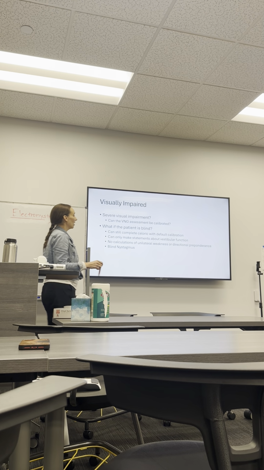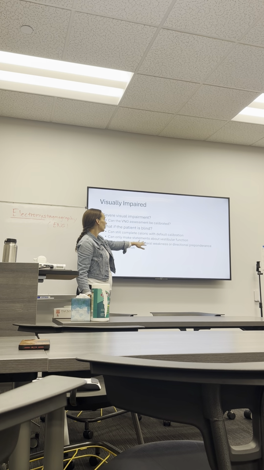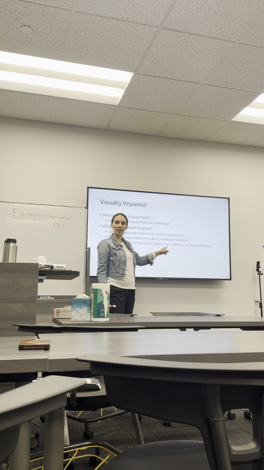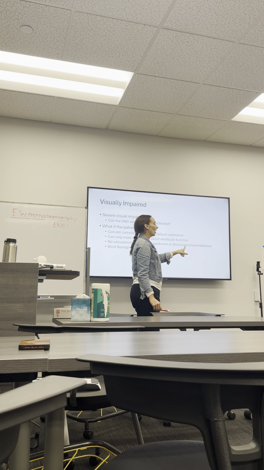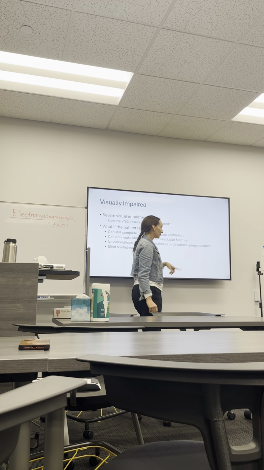So with this, unilateral weakness and directional preponderance are two calculations derived from the caloric. Unilateral weakness tells us which side is weaker, right versus left. Directional preponderance tells us which nystagmus was stronger, right beating nystagmus or left beating nystagmus.